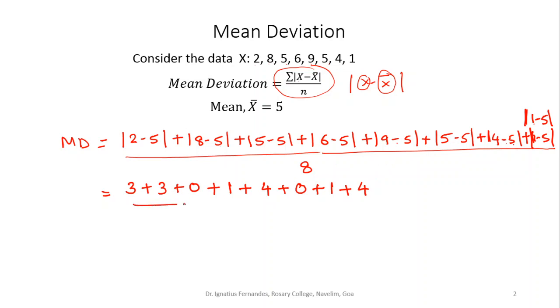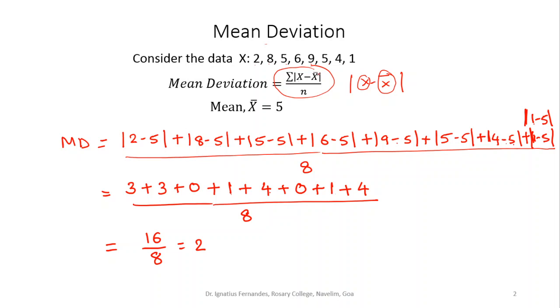And this is divided by 8 entries. So the sum of these numbers, 3 plus 3, 6, 7, 11, 12 and 4, 16, 16 upon 8, that is equal to 2. So the mean deviation of the data values from its mean is equal to 2.